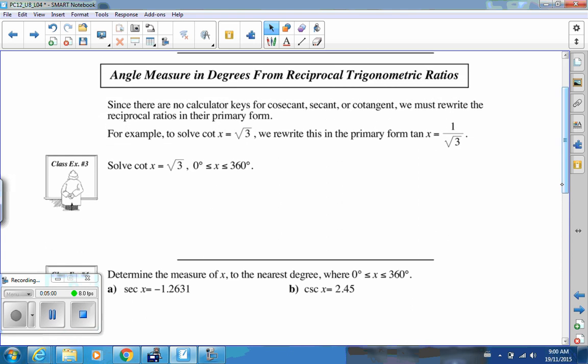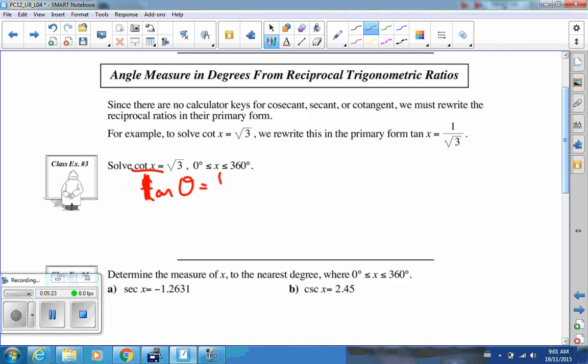Angle in degrees from reciprocal trigs. So if we see this thing, cotan of x, or cosecant, or secant, this is the part that's new this year, we just go, well, that's a dumb question. What I would really like to know is tan of theta, equals 1 over root 3. So I just reciprocate both sides.